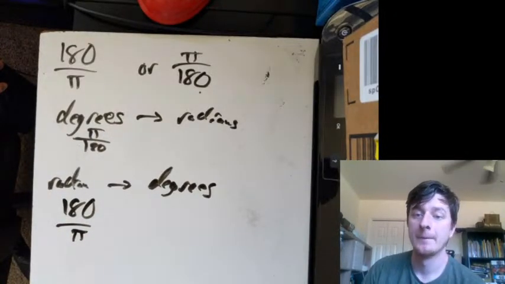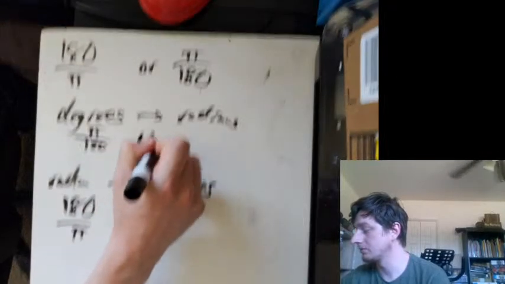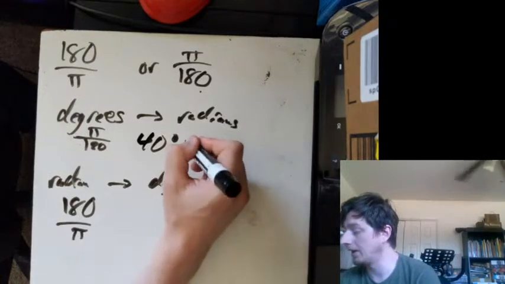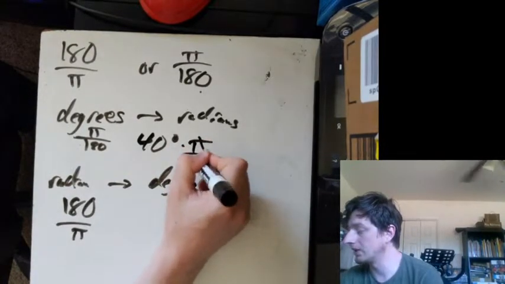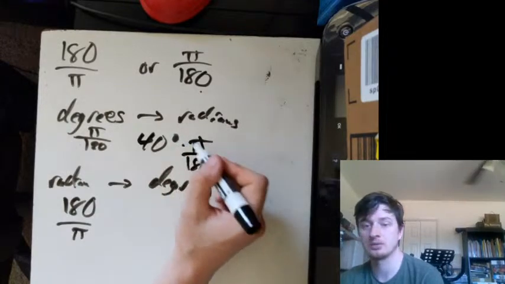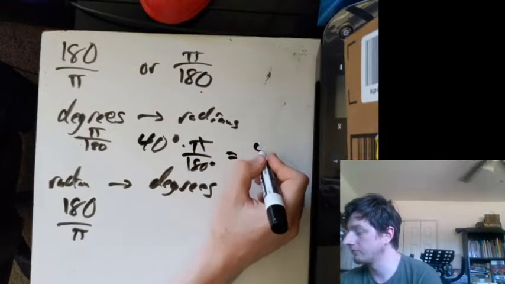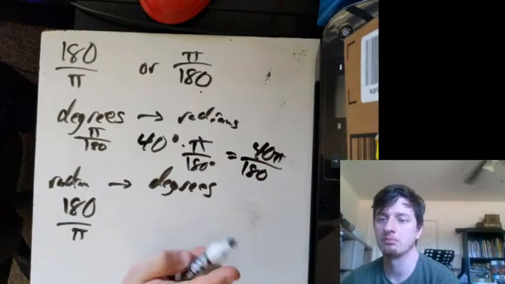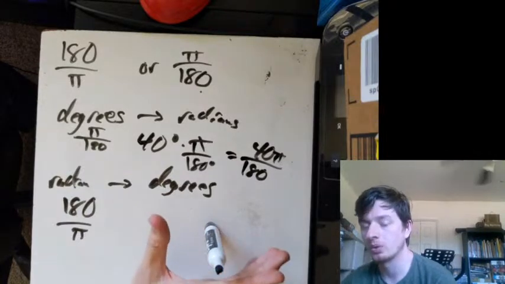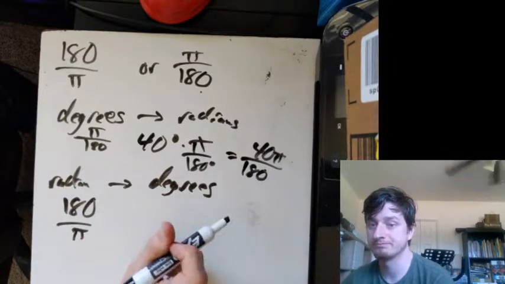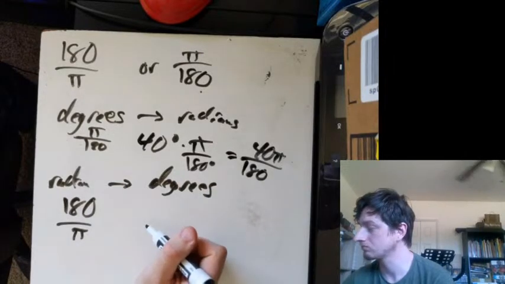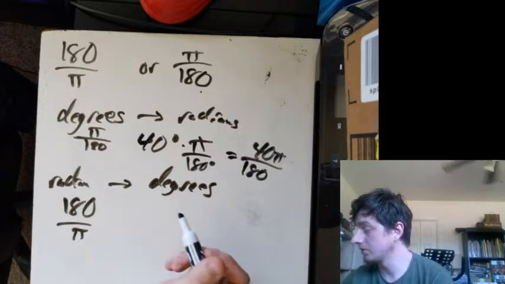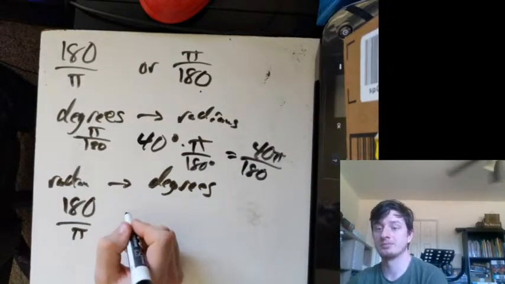Okay? So what if we want to turn 40 degrees into radians? Well, we would multiply this by pi over 180 degrees, and now the degrees cancel out, and we're left with 40 pi over 180, and we'd plug that into our calculator and get whatever we get. Or we would write it as 2/9 pi. So we can simplify that. Yeah, 2/9.